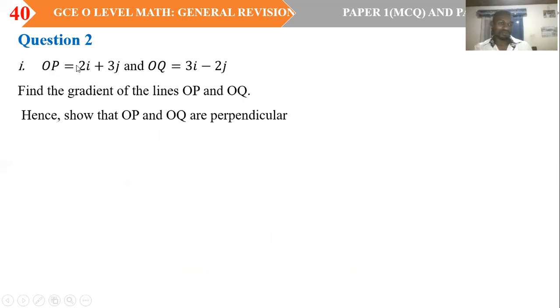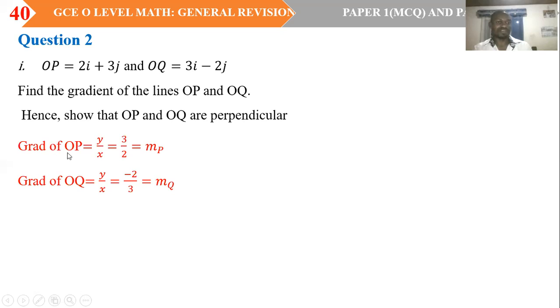Question 2. OP is equal to the same vectors. We should find the gradient of the lines OP and OQ. Hence, show that OP and OQ are perpendicular. Here, it suffices to find the gradient of OP. We also find the gradient of OQ, multiply, and show that their product is -1.